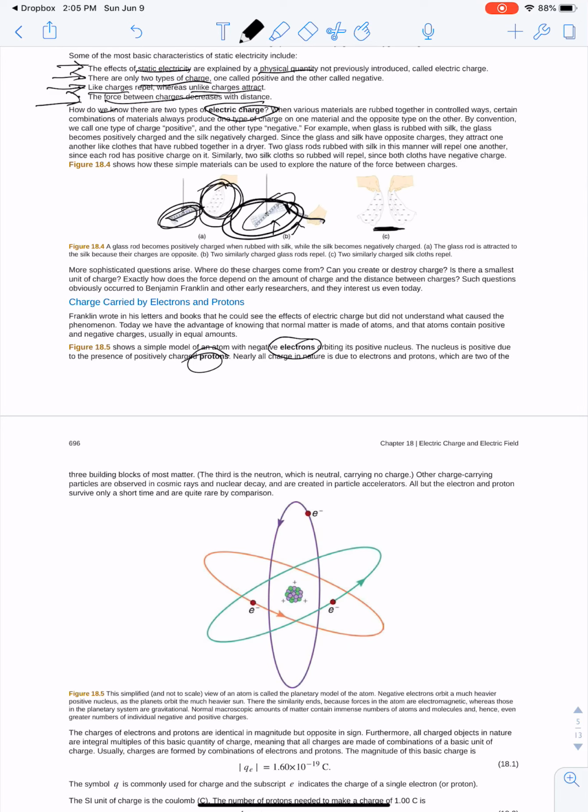When you take an electron from something, you leave protons behind. So you take electrons away, you make something a net positive charge, or you put electrons on something, it becomes a net negative charge. So that's the essence here.